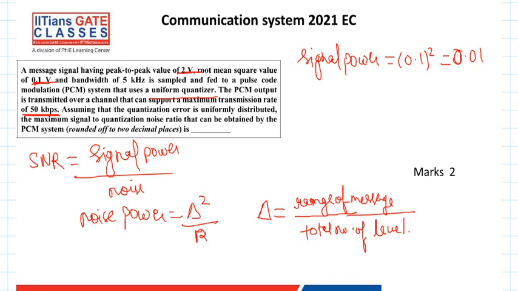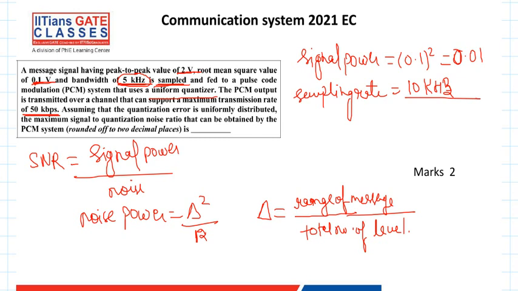The signal bandwidth is 5 kilohertz and we are sampling it. So we will sample it at the Nyquist rate. So the sampling rate will become twice the bandwidth, which is 10 kilohertz. This is 10 kilo samples per second we are getting.